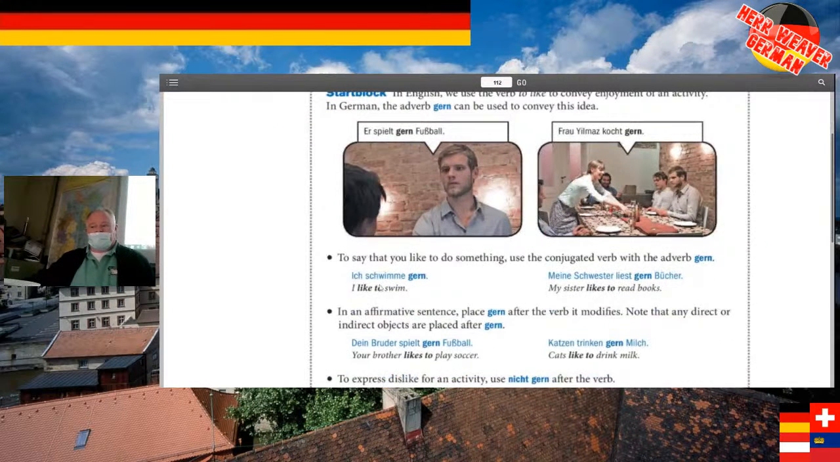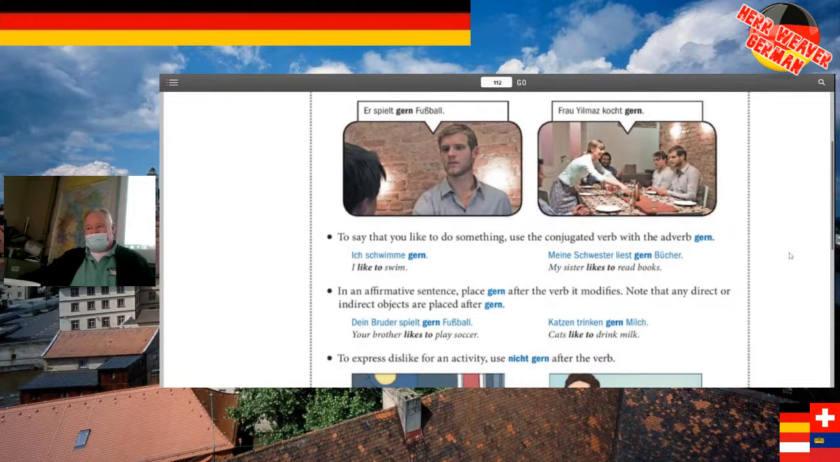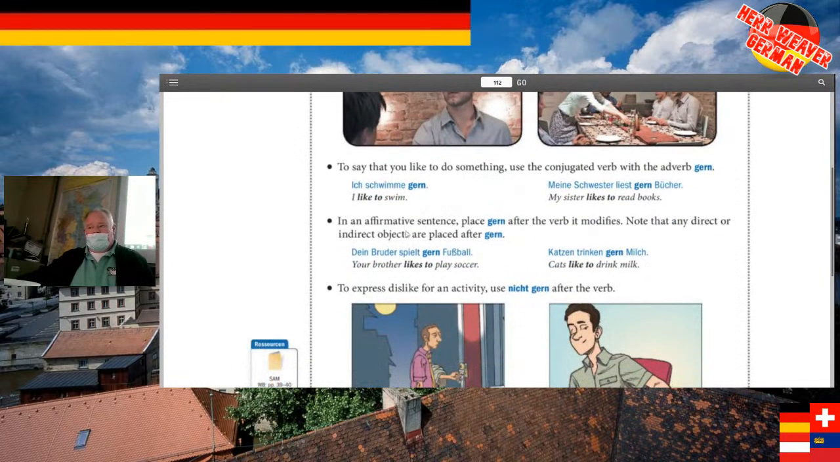Here's another one. Ich schwimme gern. See how they have to add the word like to? It had to add a whole other verb, to swim. Meine Schwester liest gern Bücher. That's lesen, right? That's one of those irregular verbs. Now, all this is extra, but don't worry. In affirmative sentences, place gern after the verb. Don't worry about that. Dein Bruder spielt gern Fußball. Dein Bruder, not mein Bruder, dein Bruder.